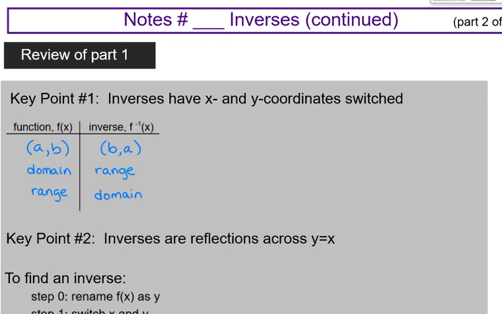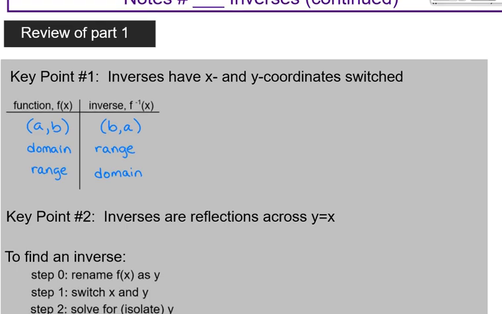This is part 2 of our lesson on inverses, and we're going to start by reviewing the key points from part 1. So key point number 1 is that inverses have x and y coordinates switched. So a single point (a, b) would switch to (b, a), and the domain of one would become the range of the inverse. The range of the first would become the domain of the inverse. Key point number 2 is that inverses are reflections across the line y equals x.